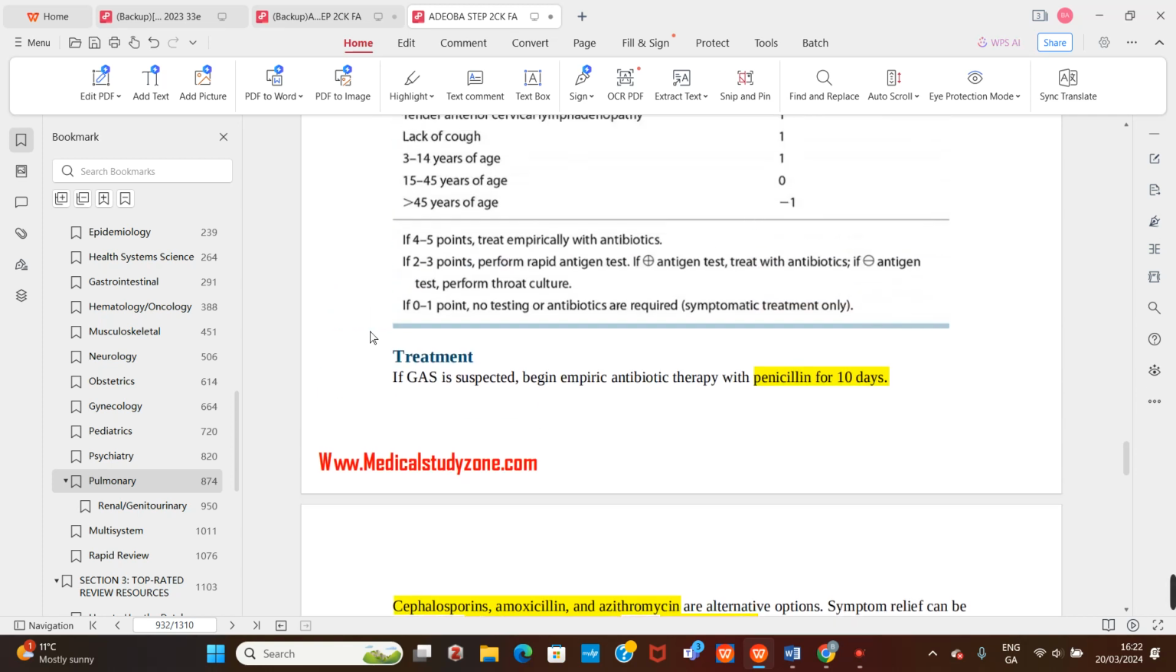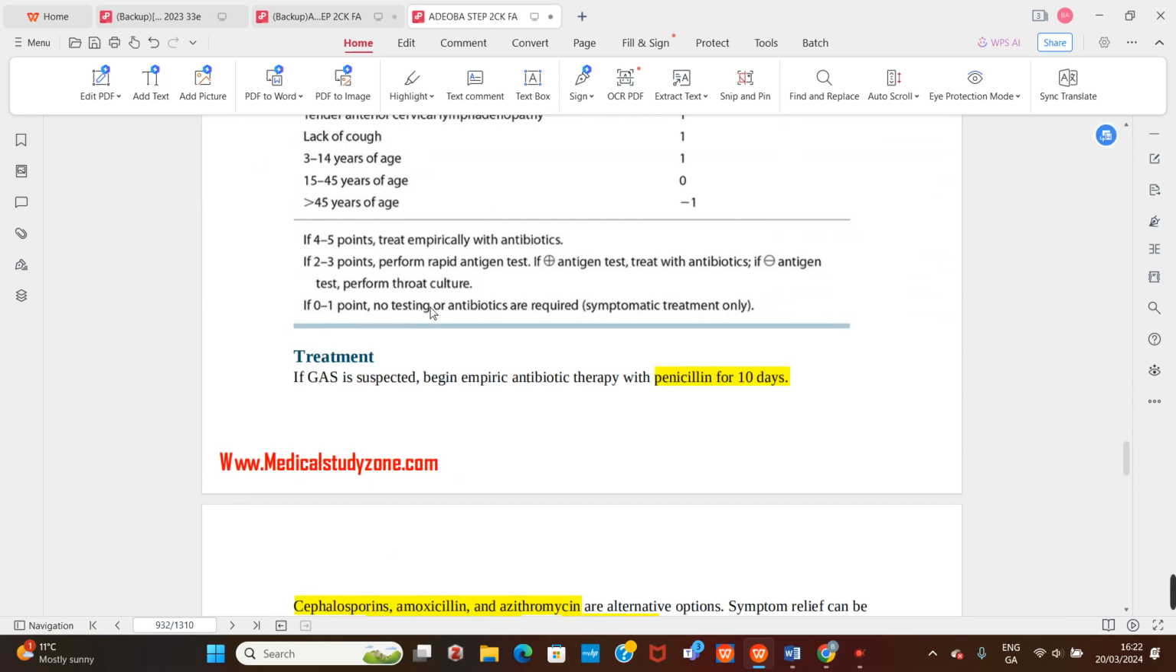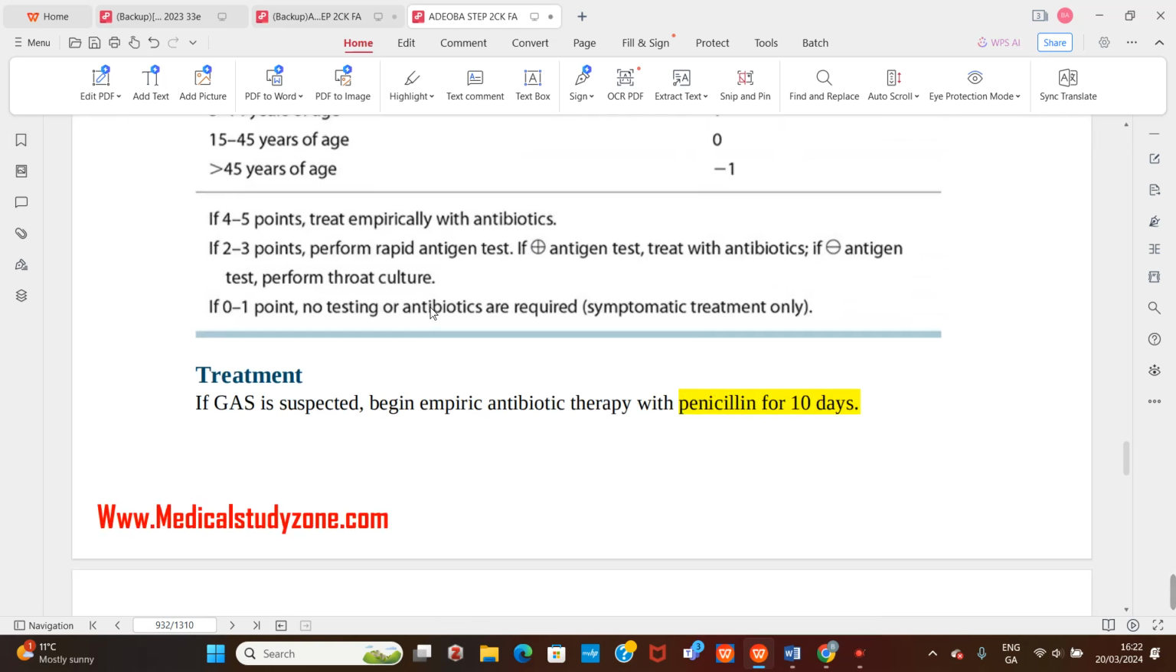Please, can you take that again, please? Please, if it's positive from where? From the Centor criteria, the modified Centor.